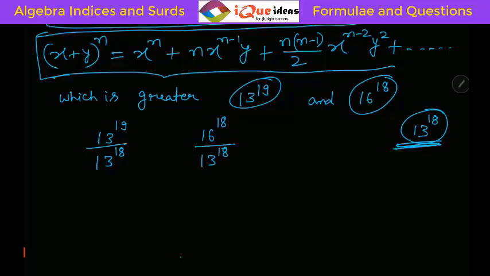Now what will happen? 13 raised to 19 upon 13 raised to 18 will become equal to 13 raised to 19 minus 18, which is 13. Right? What we have done is we have divided by the same number.